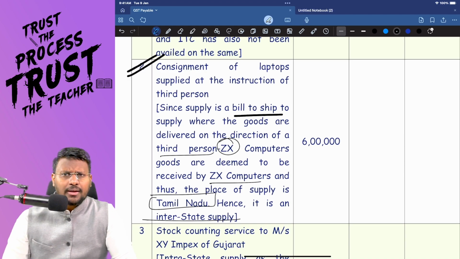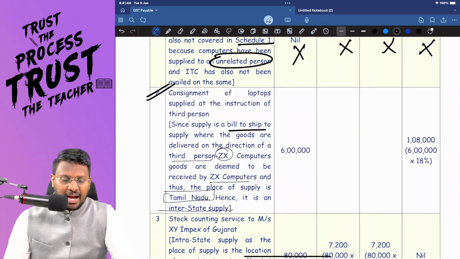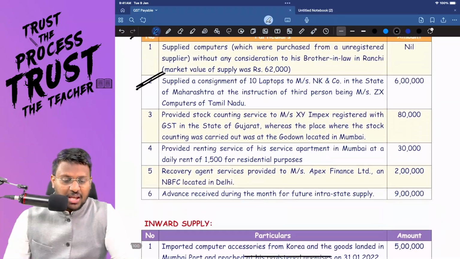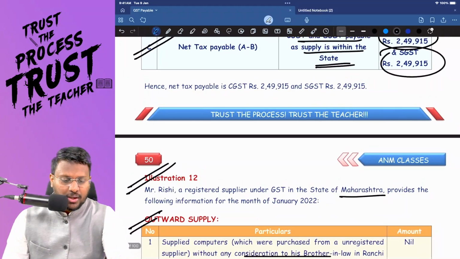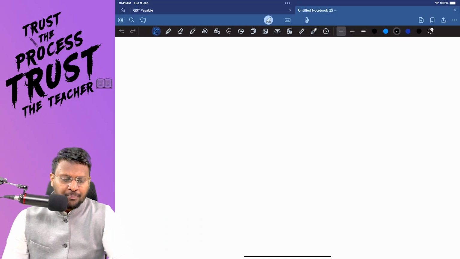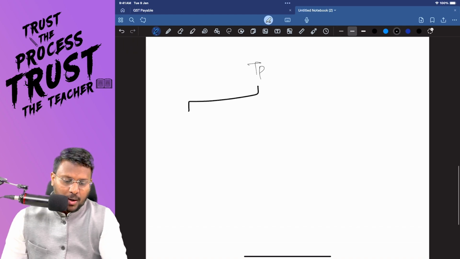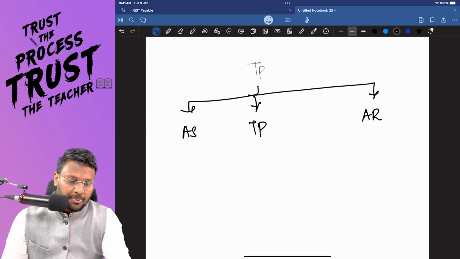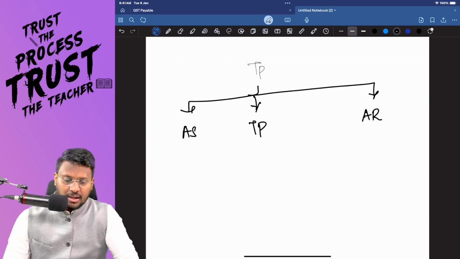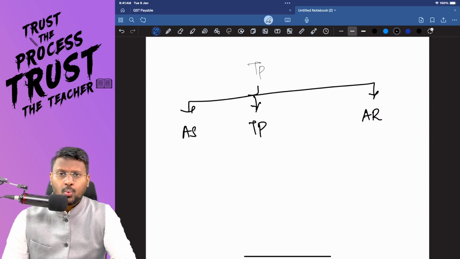We all know that in case of a bill to ship transaction, 2 supplies will be there. Actually, in a bill to ship transaction, 3 parties will be there, my dear lovable students. Who's the party number 1? Sir, party number 1 is actual supplier, and number 2 is the third person, and the actual recipient. Who will call whom? The third person will call the actual supplier.